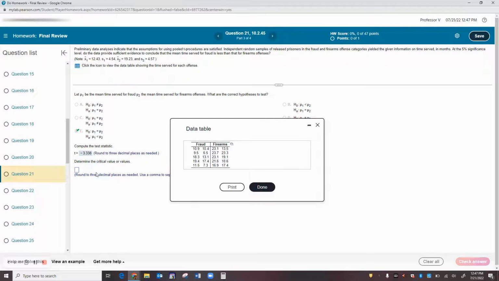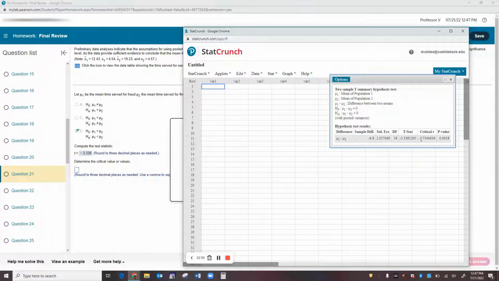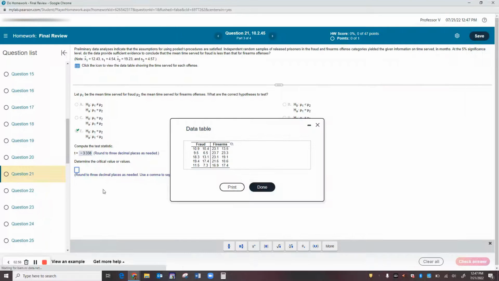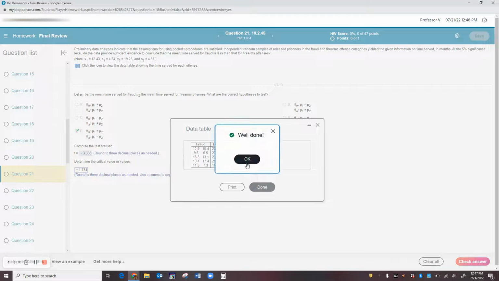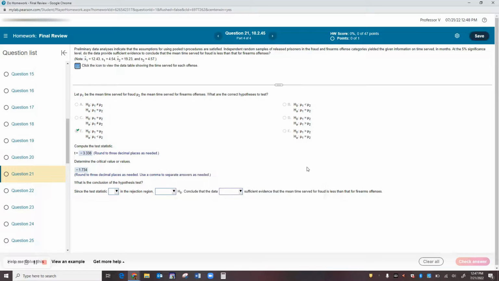And then determine the critical value. So there it is, negative 1.734, if we're rounding to 3 decimal places. Well done. I showed a different way when some students asked me earlier. So just to give you another example, say you only want the critical value.